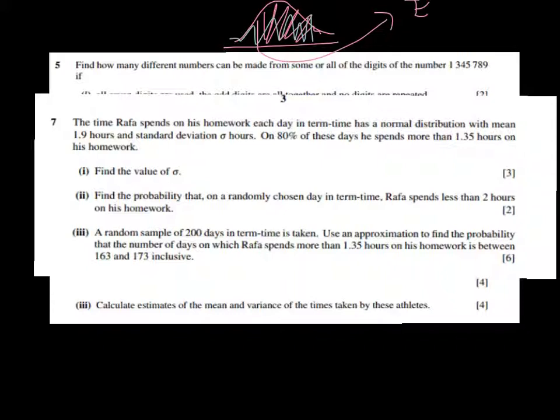Then for part 2, you're just going to have to use a normal distribution calculation to work out less than 2 hours, now that you have the standard deviation from part 1.